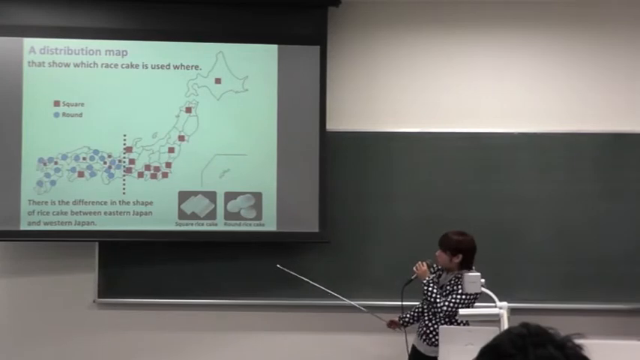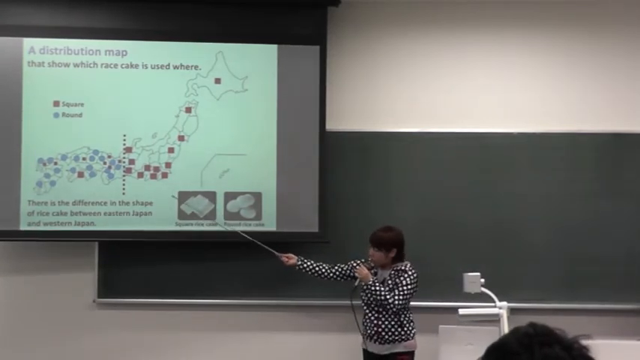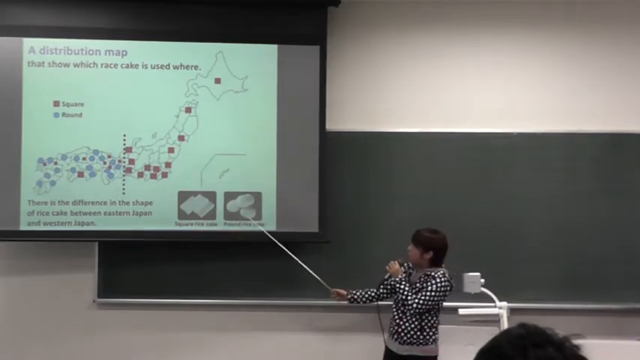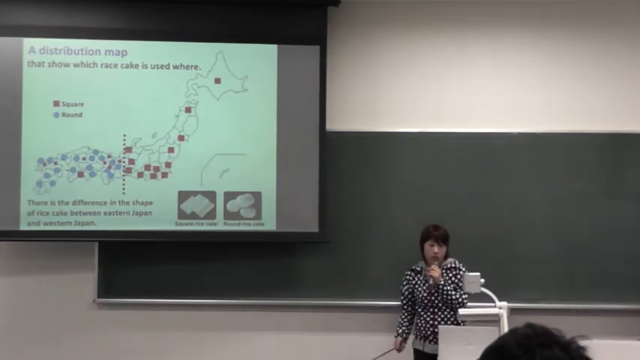I divided Japan in half by this dotted line. People from Eastern Japan from this dotted line are not using round rice cake. They eat square rice cake only.